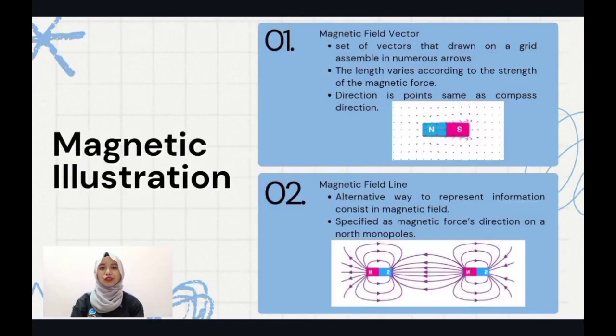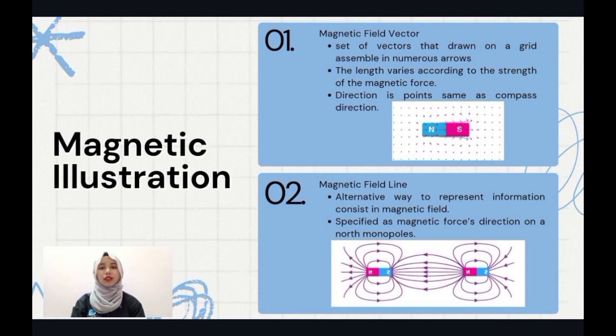For magnetic illustration, there are two categories, which are magnetic field vector and magnetic field line. Magnetic field vector is a set of vectors drawn on a grid assembled in numerous arrows. The length varies according to the strength of the magnetic force at each specific spatial coordinate. Then the direction points the same as a compass direction.